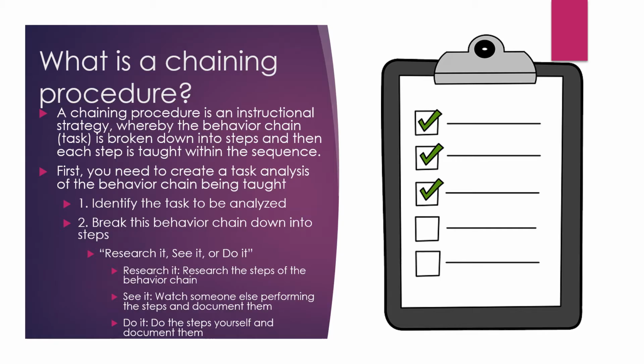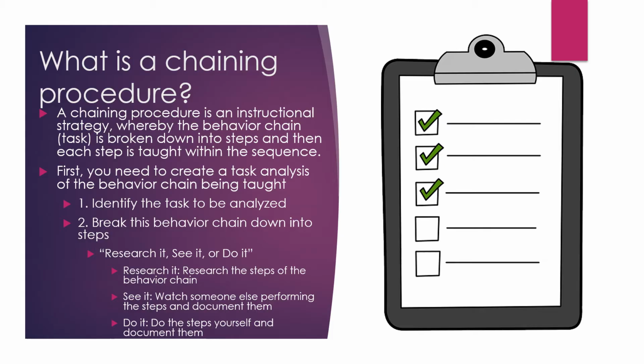So first, you need to create a task analysis of the behavior chain or task that you want to teach. So number one, you identify what you want to teach. So this might be hand washing, toothbrushing, tying shoes, buttoning a button, etc. Two, you break this behavior chain or task down into steps. There's 3 ways to do that. You can research it, see it, or do it. Or you could do all 3.